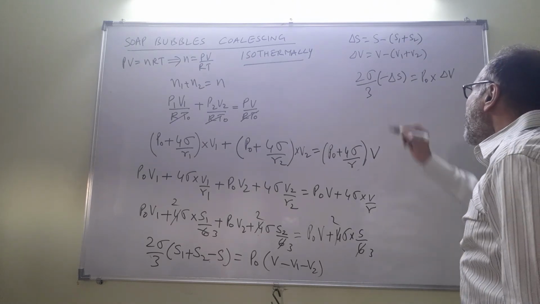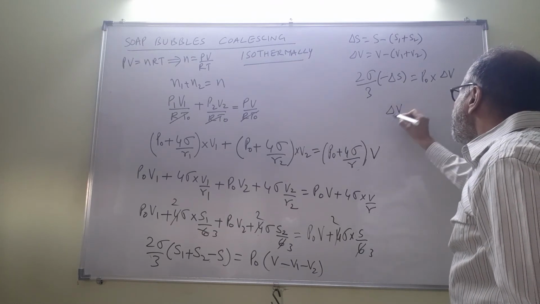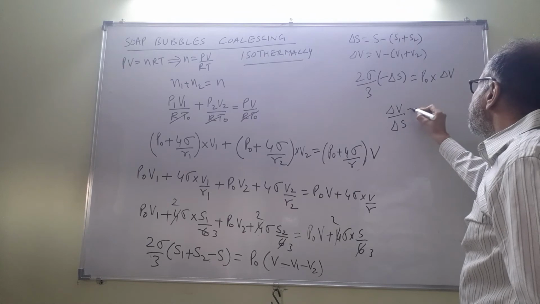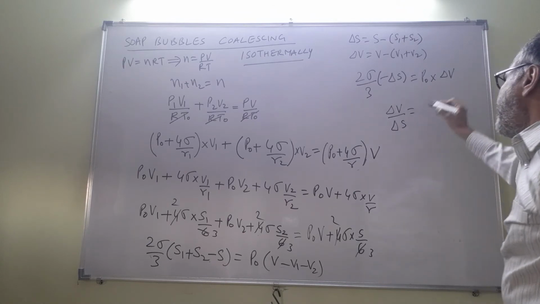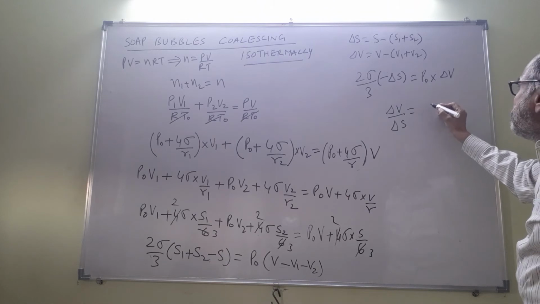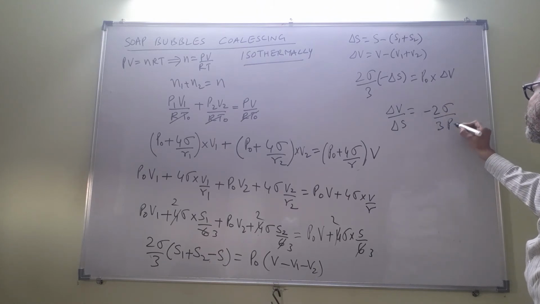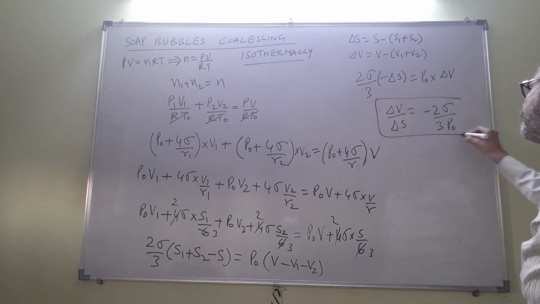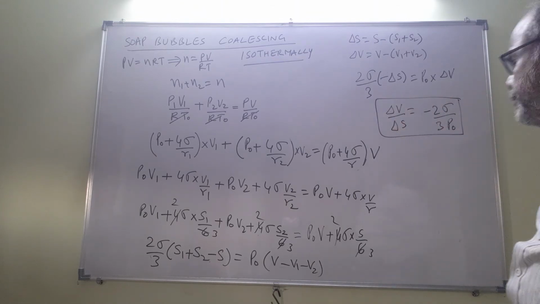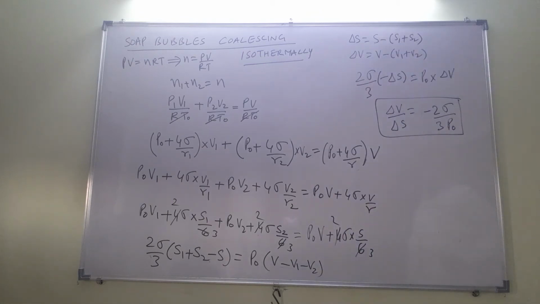So I can now say delta V by delta S equals minus 2 sigma by 3 P naught. Yes, minus 2 sigma by 3 P naught.